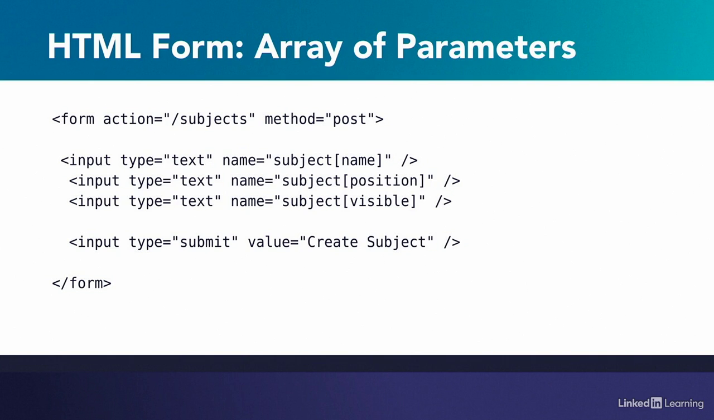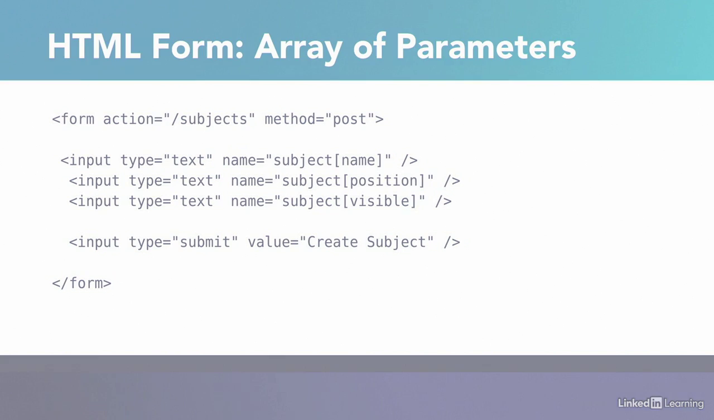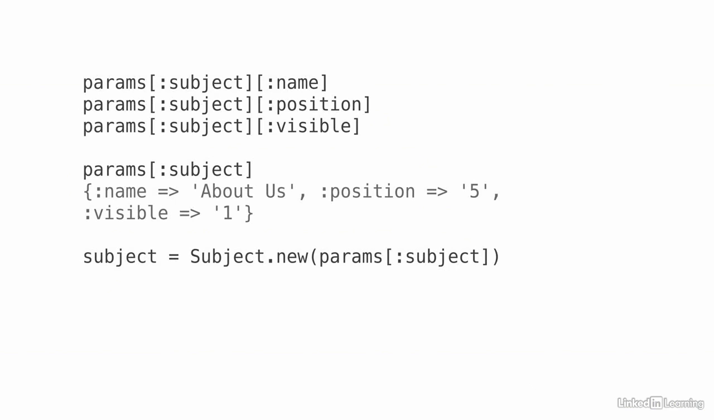In this version of the HTML form, notice that the name value for each of these inputs has changed. Where before, the value was just name, position, and visible, now it is subject, followed by, in square brackets, name, position, and visible. When you use this HTML syntax, these values are submitted as a group in an array named subject. And we can access those values as a group as well.